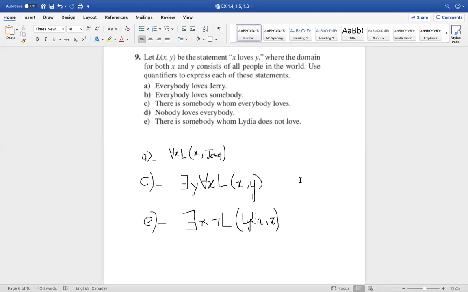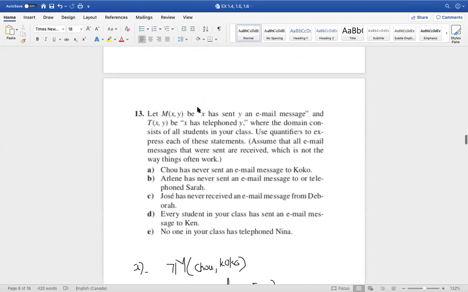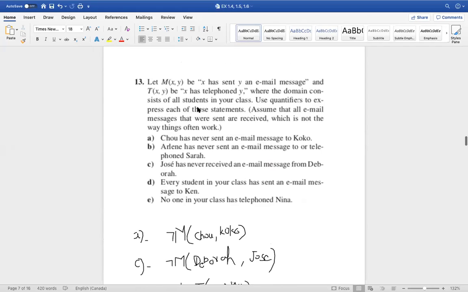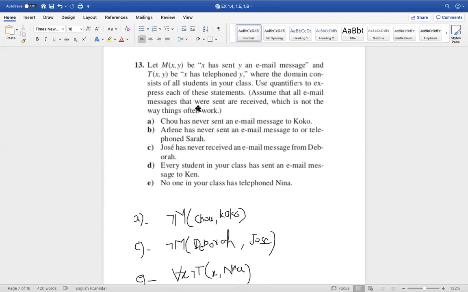All right, so any questions for this question number 9 here? Okay, if no question, let's move on to question number 13. So just take a minute to read the question.